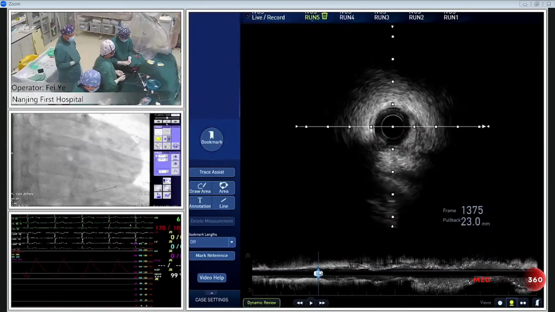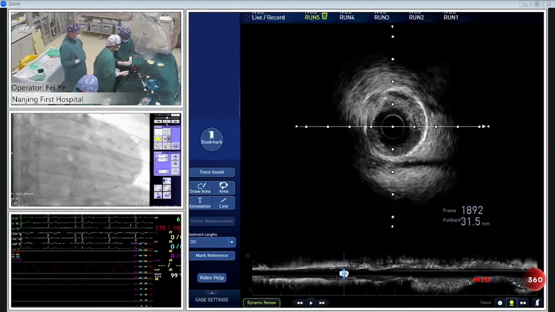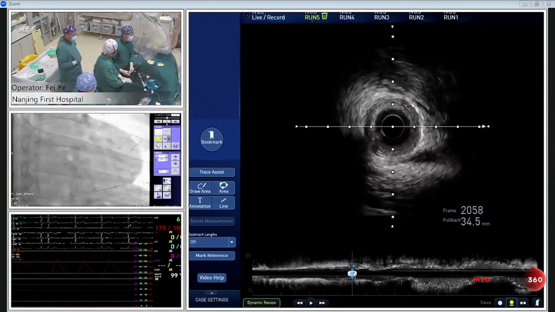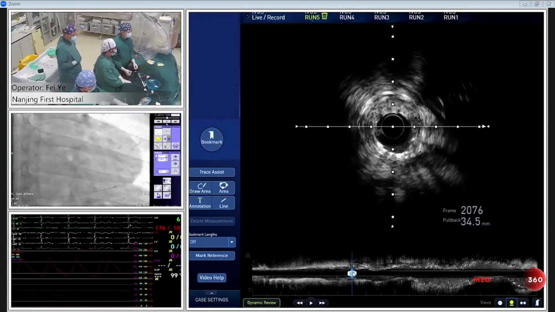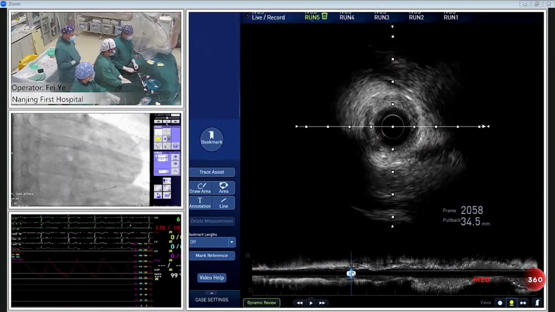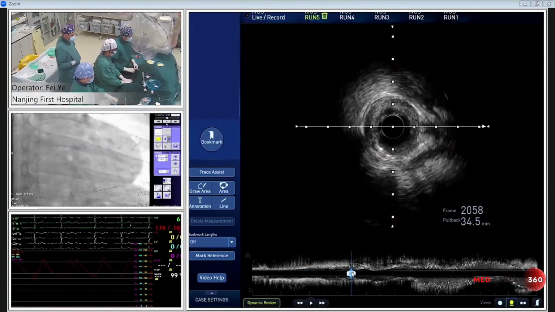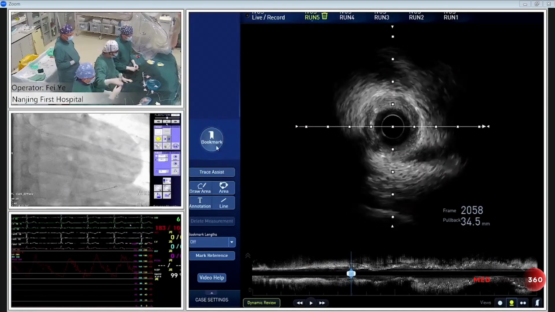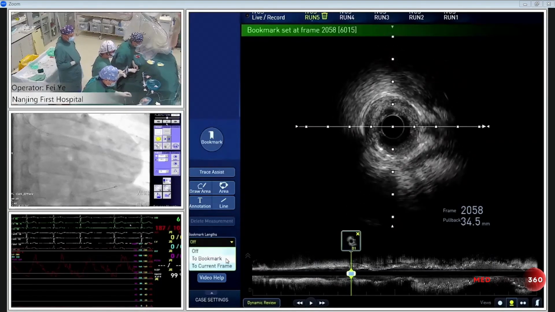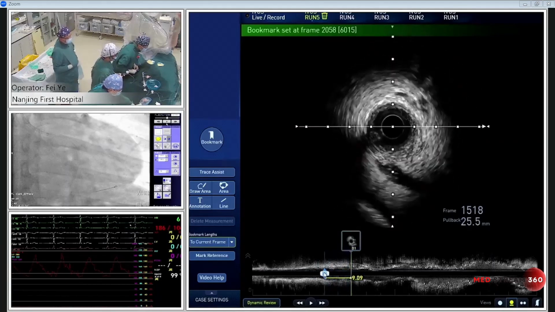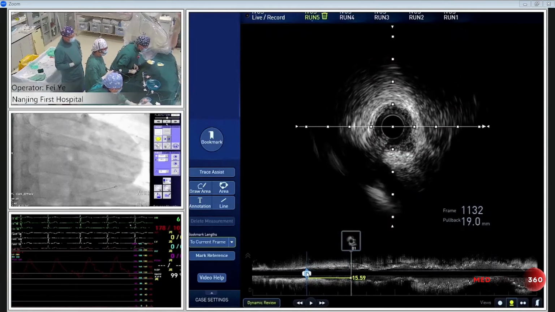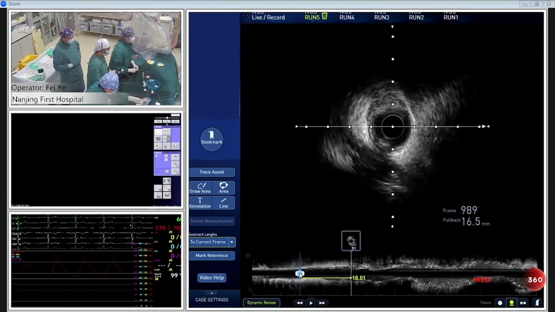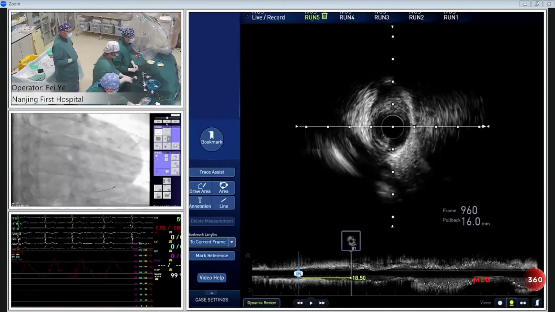Maybe we can do the long-term inflation and check angio again. But TIMI flow is okay. Could you show me the distal part, the stent edge to the normal part of the distal circumflex? Wait. Maybe here. More than 15. Yes, more than 15. But the distal is not normal.